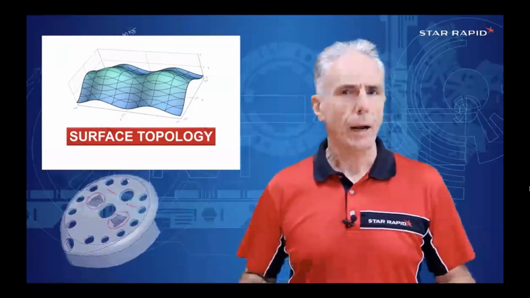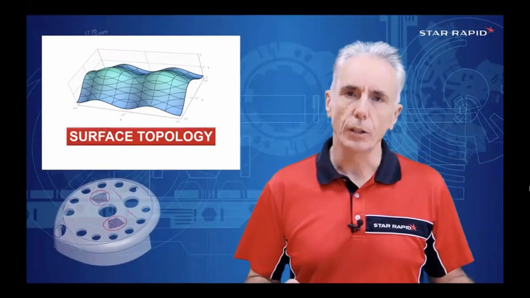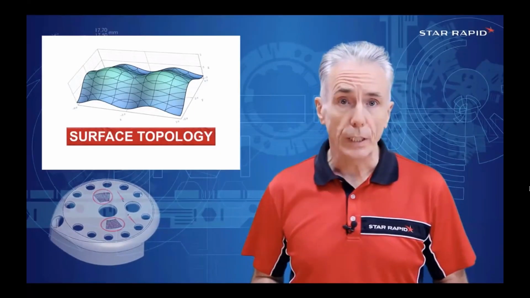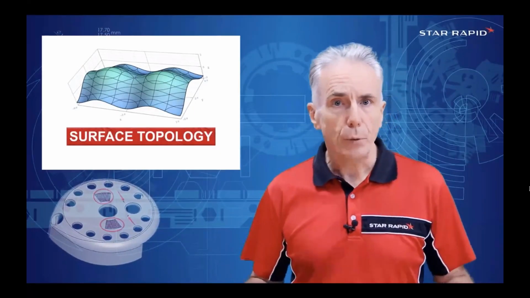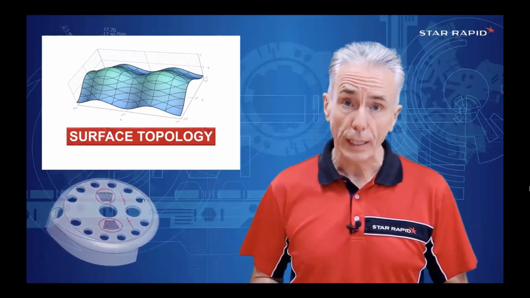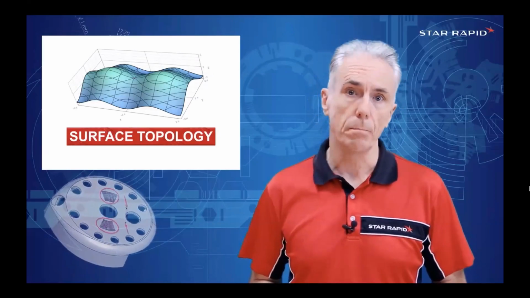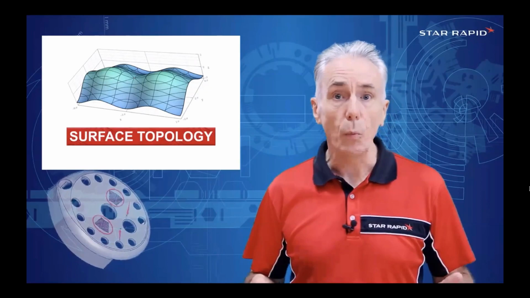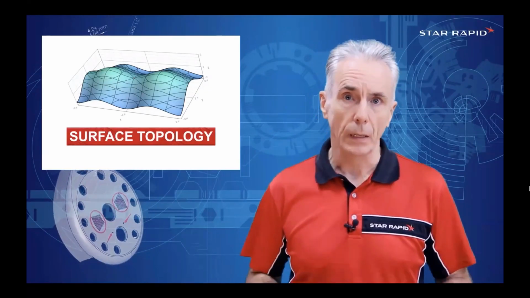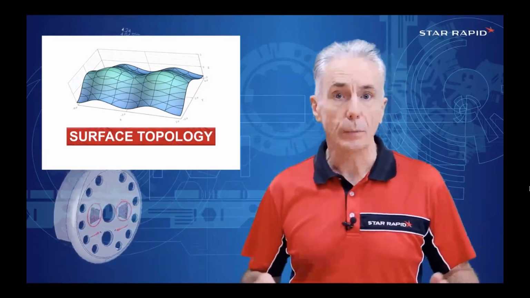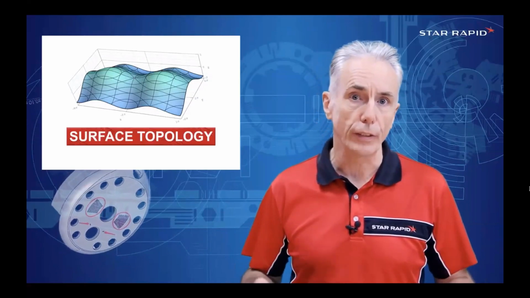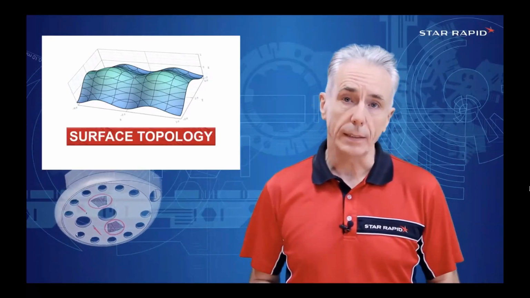Okay, how about surface texture and surface topology? In general usage, the term surface finish is pretty much interchangeable with surface texture and surface topology. Topology literally means the way in which something is arranged. So in this case, it means the way in which material is arranged on the surface of a part. In most cases, texture and topology are talking about the same thing.